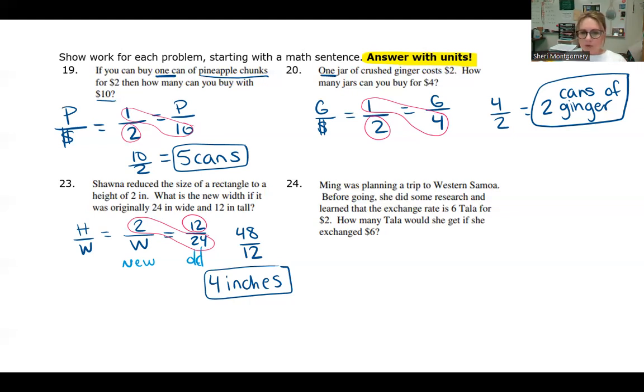The next problem, Ming was planning a trip to Western Samoa. Before going, she did some research and learned that the exchange rate for 6 tala was $2. So we've got tala and we have money in dollars. The exchange rate is 6 tala for $2. How many tala, so we don't know, will she get for $6?